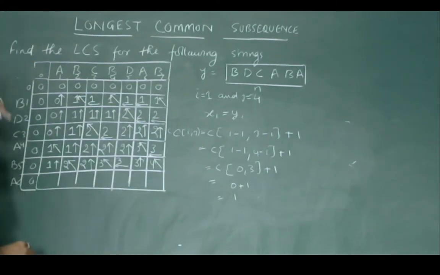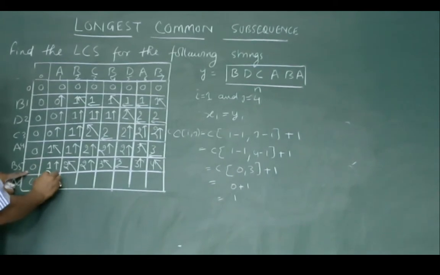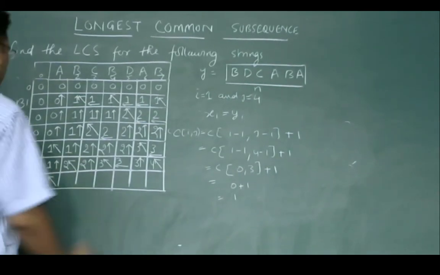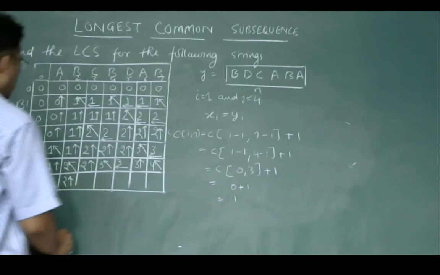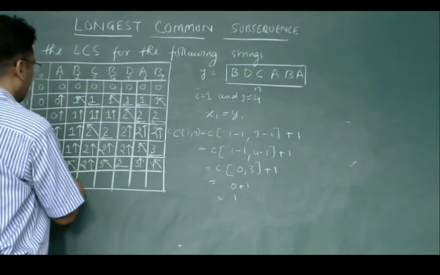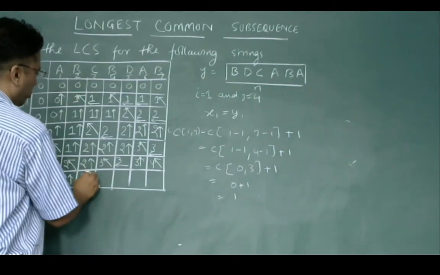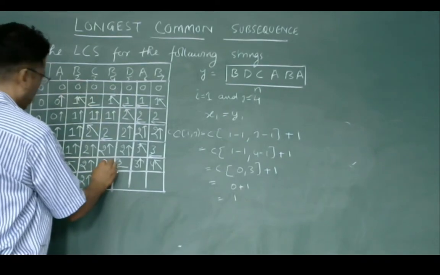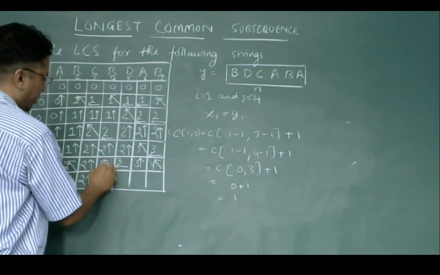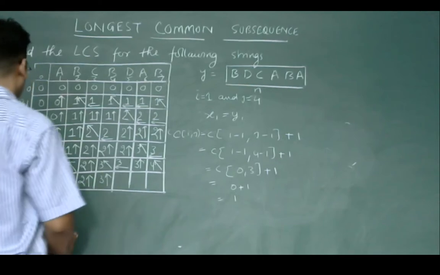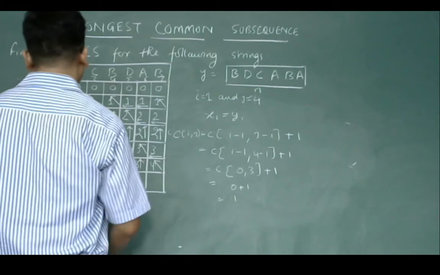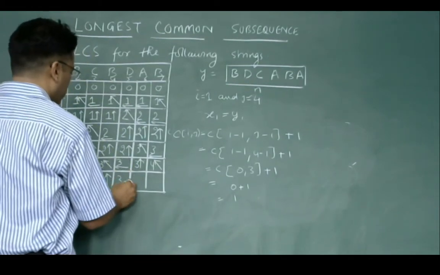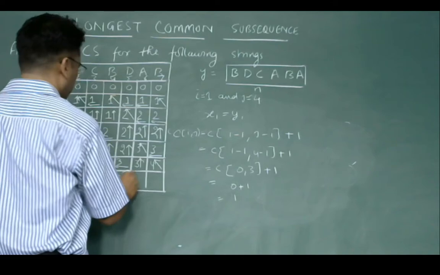And the last row, in this row, A is equal to A, so the value would be 0 plus 1, 1, and arrow in the inclined direction. A and B, no match, greater value 2 and direction upward. Between A and C, there is no match, 2, arrow upward. Between A and B, no match, and the greater value is 3, and arrow in the upward direction. Between A and D, there is no match, and the value is equal to 3, and arrow in the upward direction.